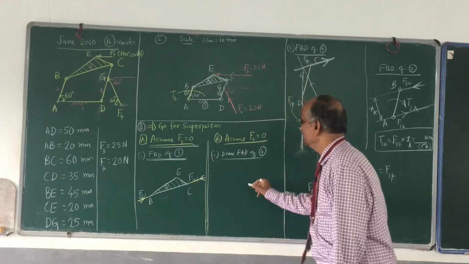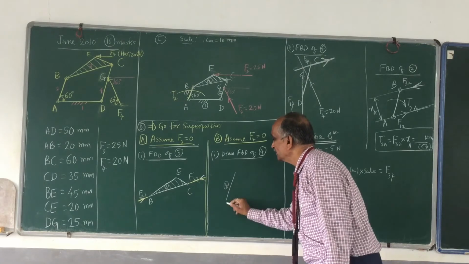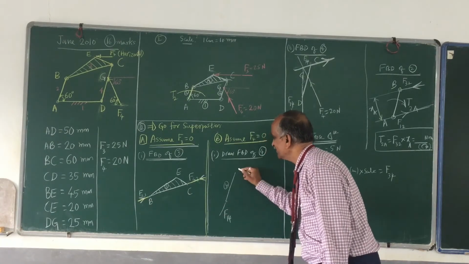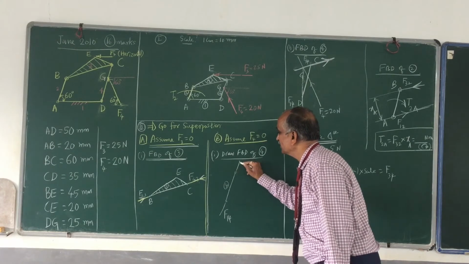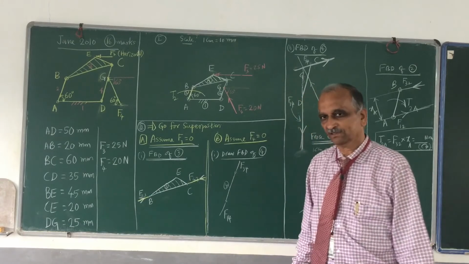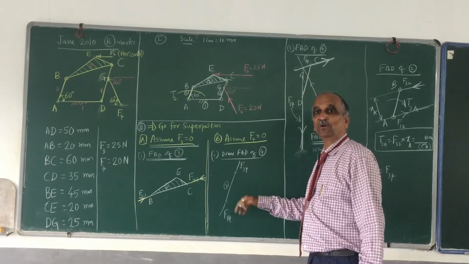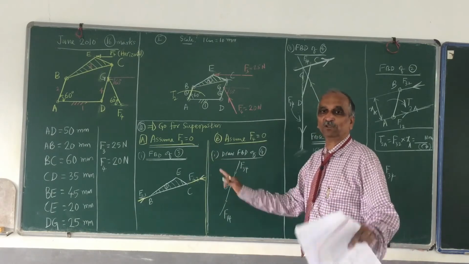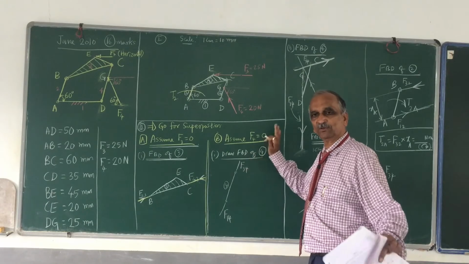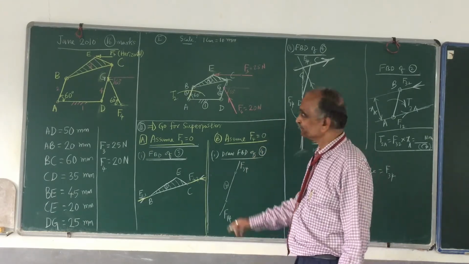I shall just indicate. Quickly I shall do it. This is link number 4. And I have one force here, which is F14. Why did I draw it? How did I draw it? Because the two forces are equal, opposite and collinear. So I know F34. If I know F34, the line of action of F43 will be known. I don't know more than that. I don't know its magnitude, I don't know its direction, I know the line of action of F43 also.